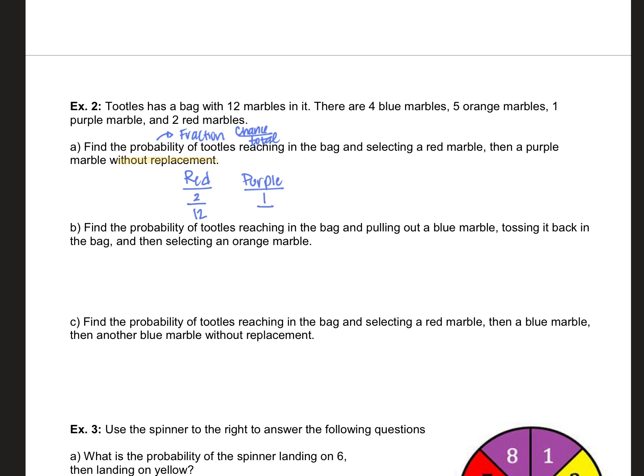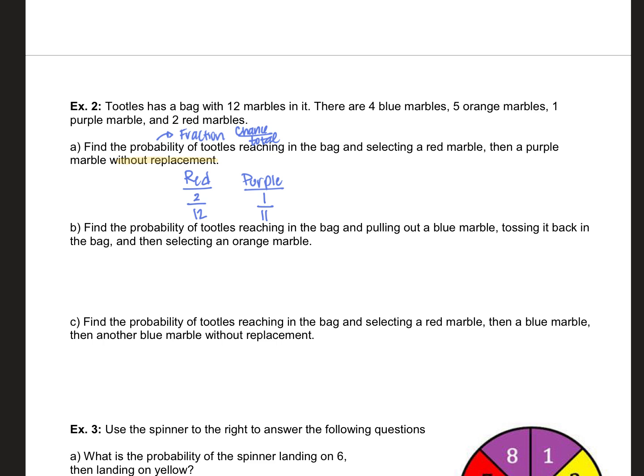But we need to go back to these 2 words that I highlighted in yellow, without replacement. So that means as soon as I drew a red marble, I now had how many left in the bag? 11. And I didn't replace it, meaning I didn't put that 1 red marble that I drew back in the bag. I set it aside. So that means my total that I can now pick from to pick a purple marble is now 11.